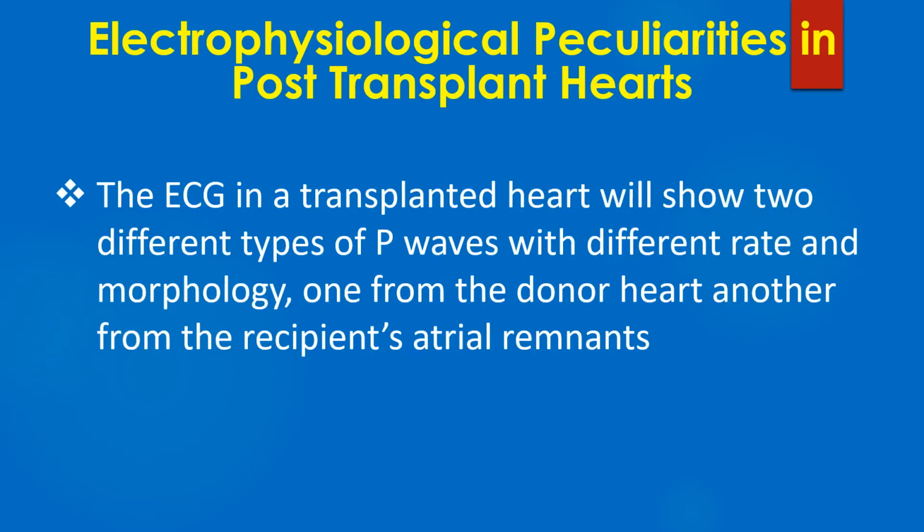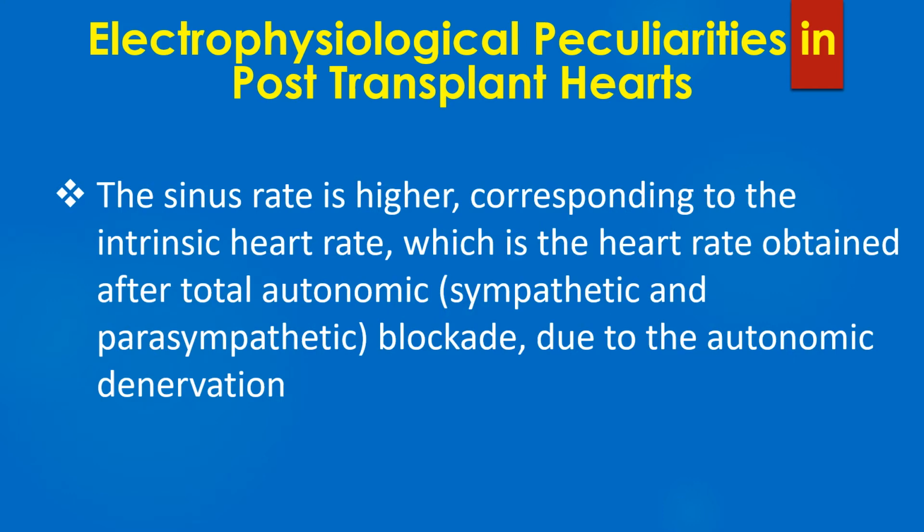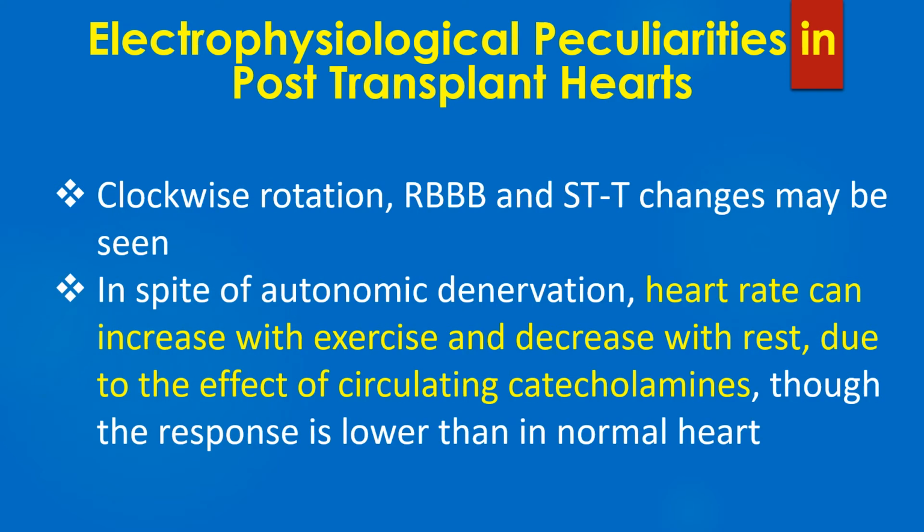The ECG in a transplanted heart will show two different types of P waves with different rate and morphology, one from the donor heart, another from the recipient's atrial remnants. The sinus rate is higher corresponding to the intrinsic heart rate, which is the heart rate obtained after total autonomic blockade due to the autonomic denervation. Clockwise rotation, right bundle branch block and STT changes may be seen.